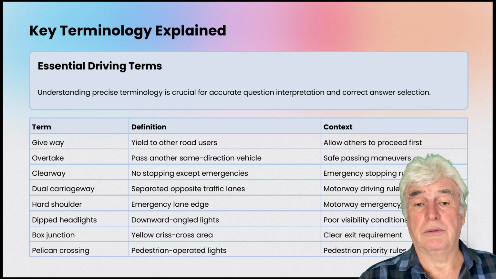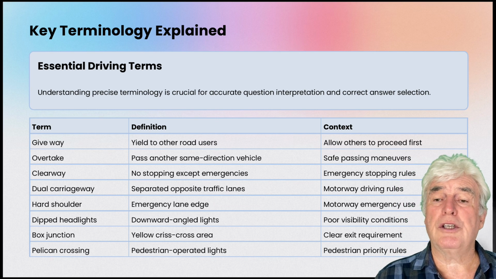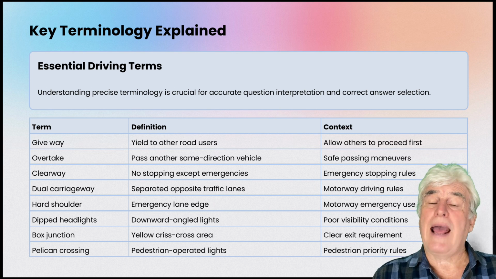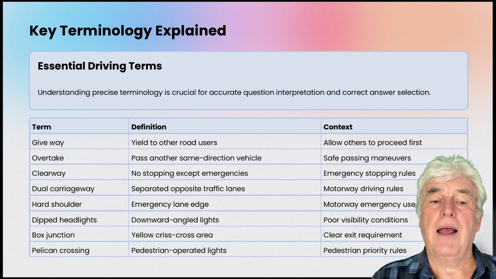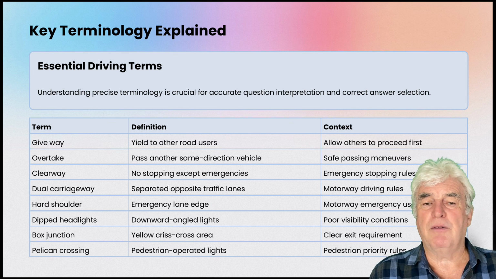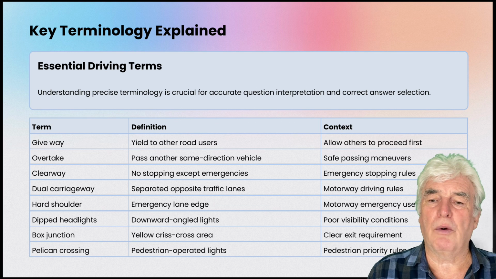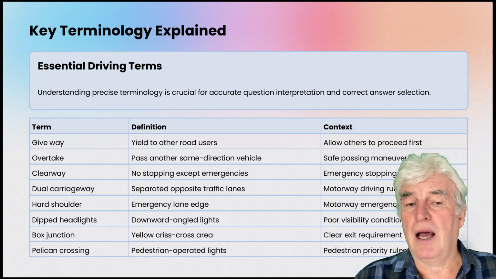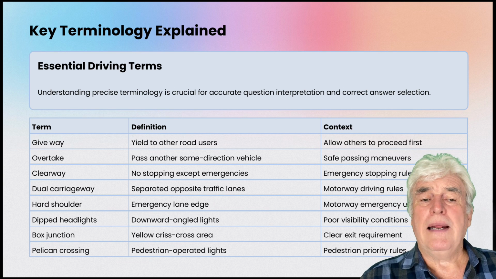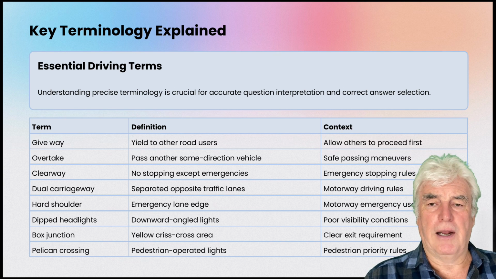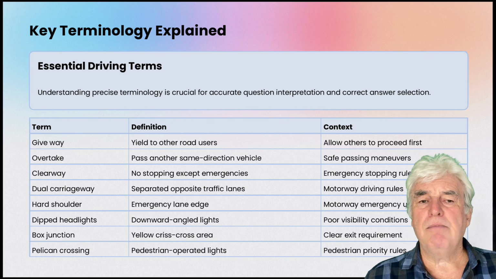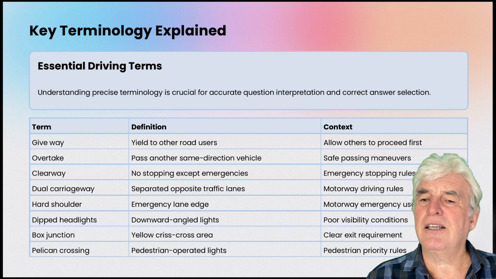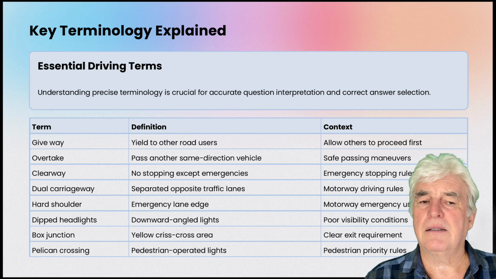The box junction. Now, this is an area marked with yellow crisscross lines you'll see on the road where you must not enter unless your exit is clear. And a pelican crossing, as most will know, is a pedestrian crossing with traffic lights operated by pedestrians. It specifically mentions them in the Highway Code. When encountering unfamiliar terminology in a question, take a moment to recall its definition, as misunderstanding a term can lead to selecting the wrong answer.